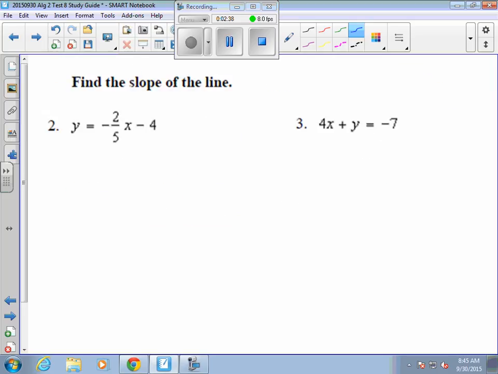Number 2 says find the slope of the line y equals mx plus b. M is the slope, negative 2 over 5 for that one. Number 3 is not in slope intercept form. You have to make it say y equals mx plus b.